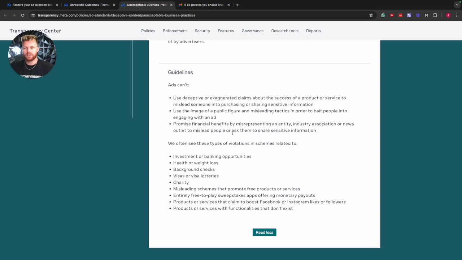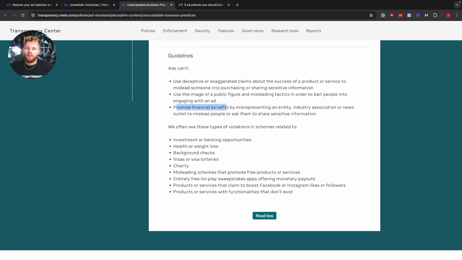Now, there's definitely some out there where you can see people chop up clips of other people, like Mark Cuban or Joe Rogan saying something, and they run an ad. That's technically, unless it's approved, illegal for the most part. Another rule is: don't promise financial benefits by misrepresenting an entity, industry association, or news outlet to mislead people or ask them to share. So this is basically saying you can't try to do something sketchy to get people's information, right?